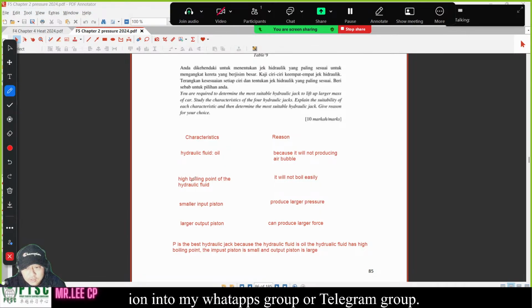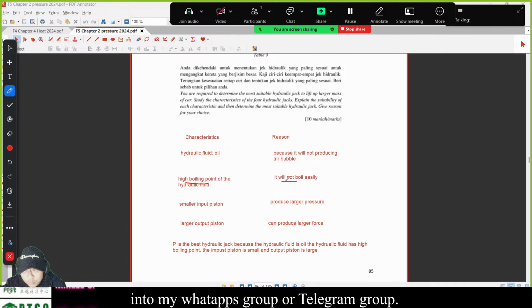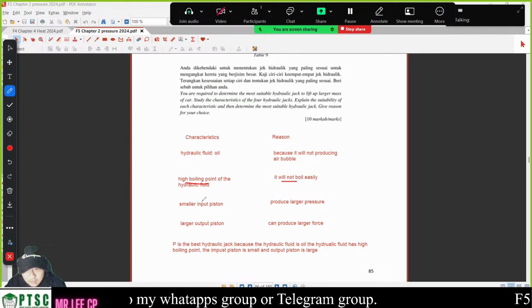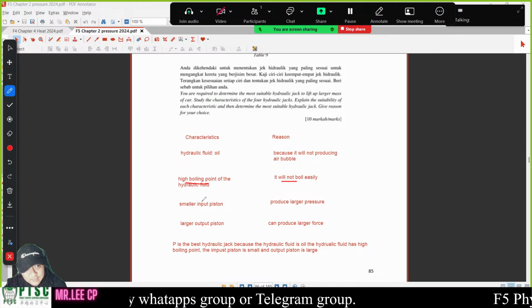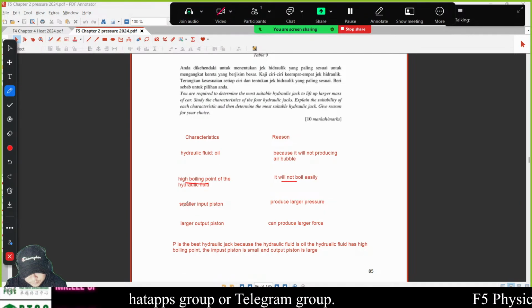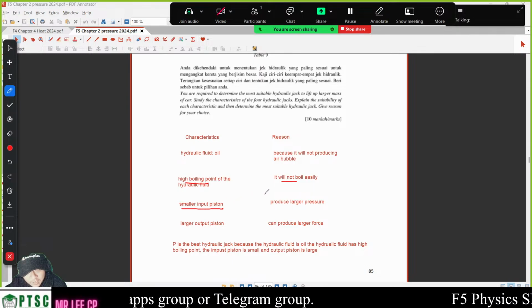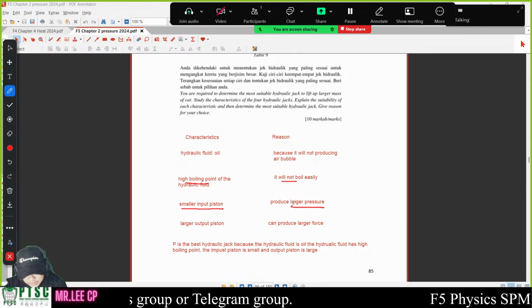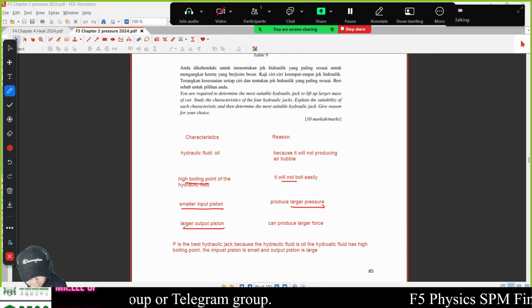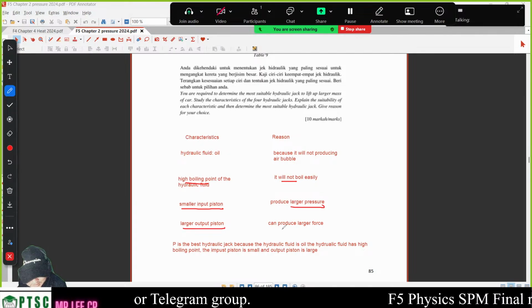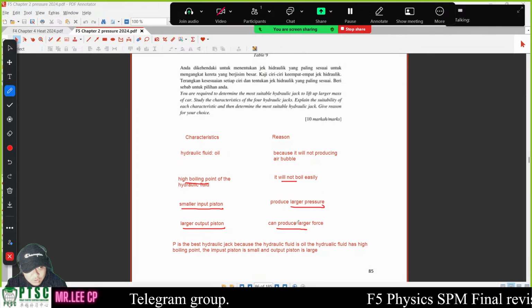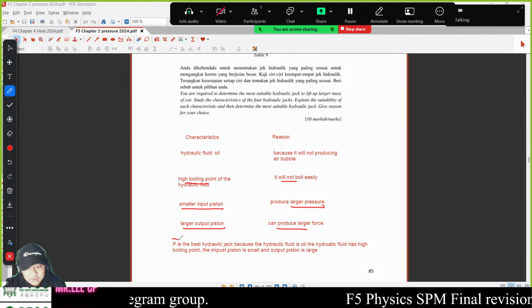So now high boiling point, not boil easily. Not turn to gas easily, not evaporate easily, also can. Small input piston, like what I told you just now. Large pressure. So large output piston produces more force, output force. So P is the best one.